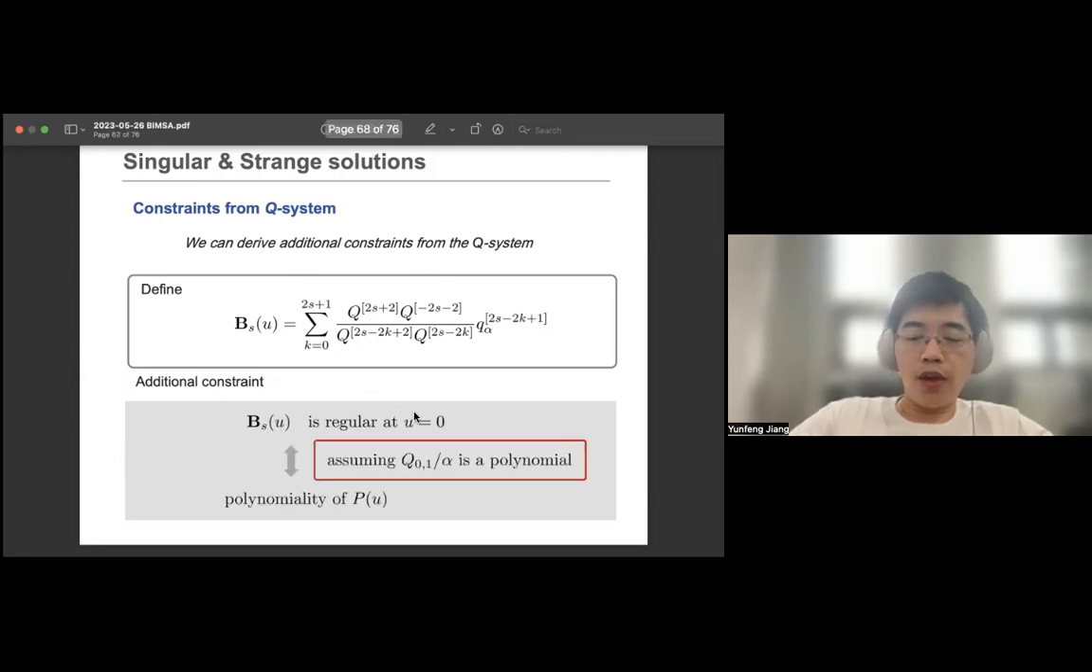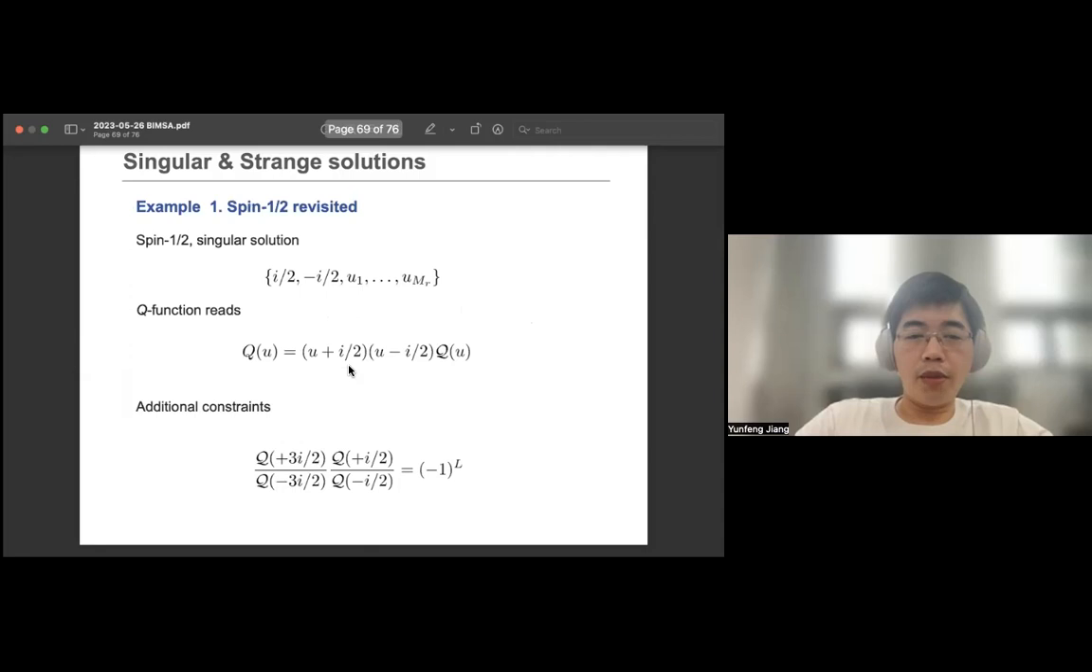Why this is so, we also proved in our paper: this requirement, under the assumption that Q01 divided by alpha is a polynomial, is equivalent to the polynomiality of PU. Since polynomiality of PU is the crucial requirement in the Q system, this is not completely obvious, but it is true. So from BSU being regular at U equals 0, we can derive the additional constraints. Let's see a few examples.